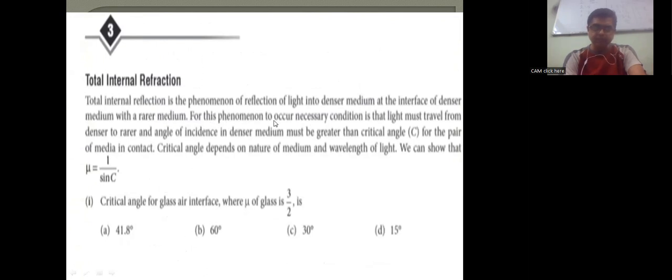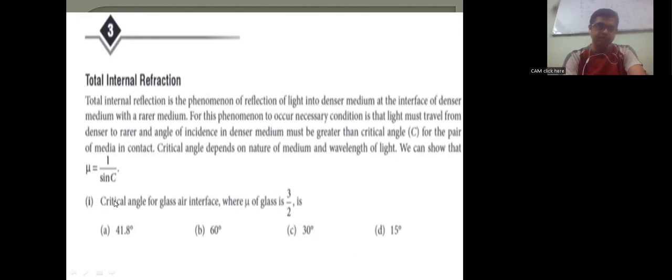For this phenomenon to occur, the necessary condition is that light must travel from denser to rarer medium and the angle of incidence in the denser medium must be greater than the critical angle for the pair of media in contact. Critical angle depends on the nature of the medium and the wavelength of light. We can show that mu equals 1 by sin ic.